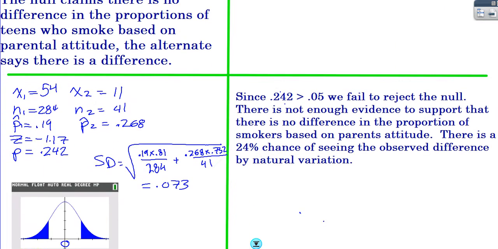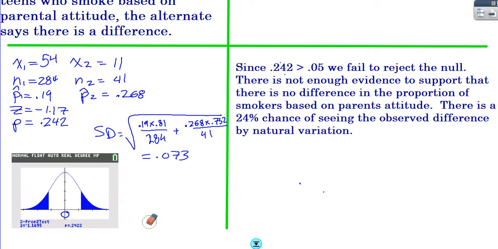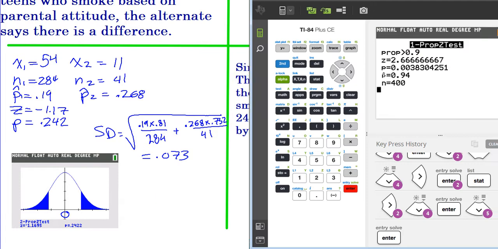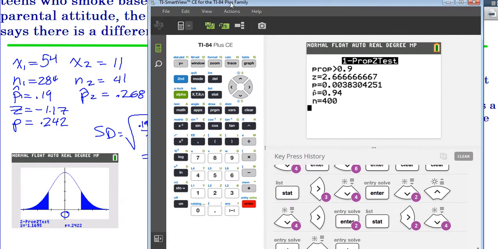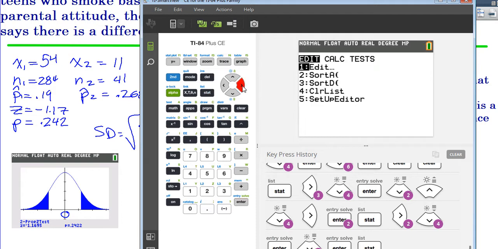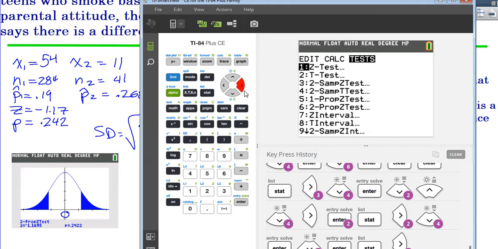So what does that look like now? I'm going to pull up the calculator here to show you all what the 2-prop z-test looks like. So if you go on your calculator to stat, and then you go to tests, it is number 6.